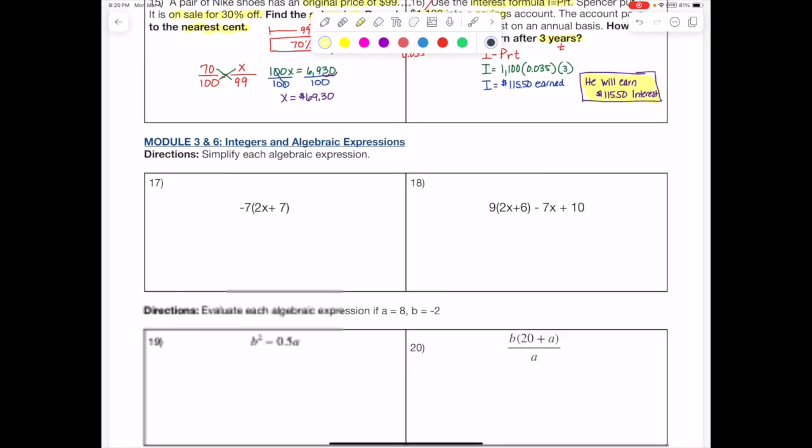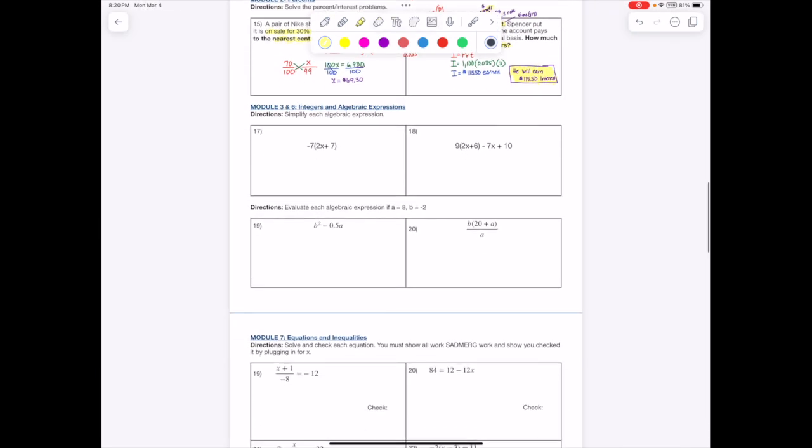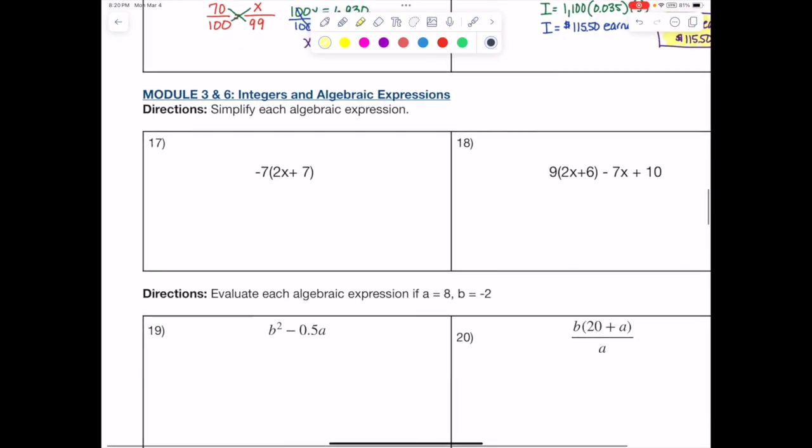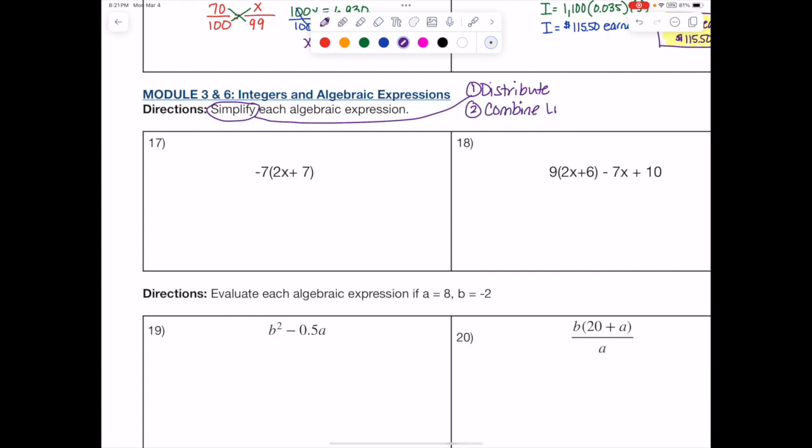Let's take a look at module 3 and 6. These are simplifying each algebraic expression. Now we have variables, and we know simplifying means distributing and combining like terms. If you want to help yourself remember that, distribute is step 1. Step 2, combine like terms.